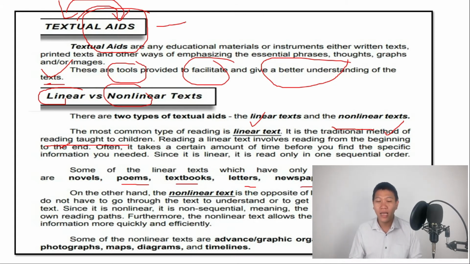On the other hand, when we say non-linear, of course, it's not straight. It's not straight. It reminds me of someone. Just kidding. It's the opposite of linear text.